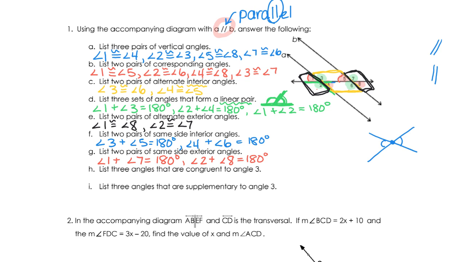Okay. Part H. List 3 angles that are congruent to angle 3. This is very easy if you do the highlighting. So take a look. Angle 3 is green, isn't it? I highlighted in green. Who else is in green? So angle 3 would be congruent to angle 2, who is congruent to angle 6, who's congruent to angle 7. They all have the same exact measure. Okay. Next one.